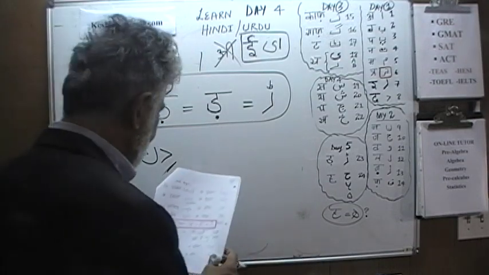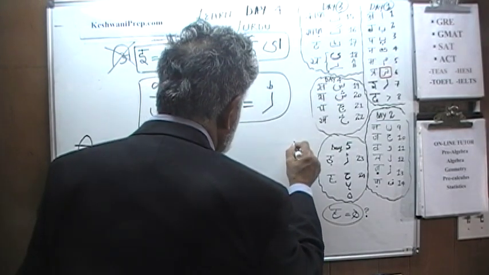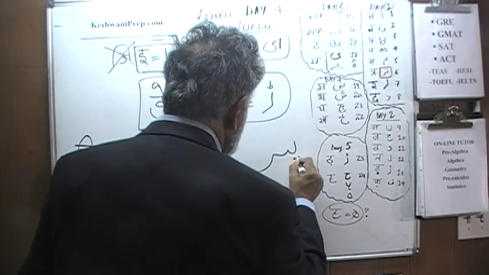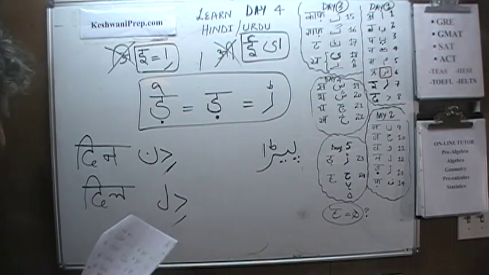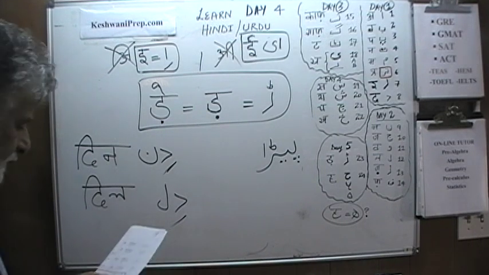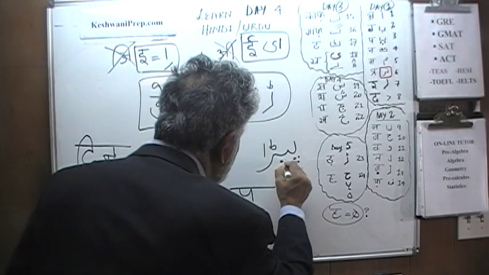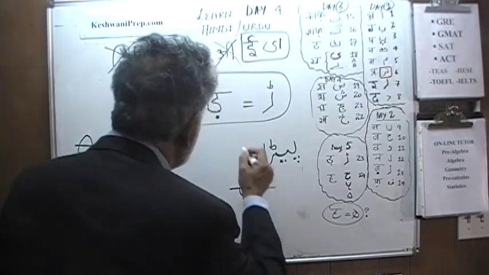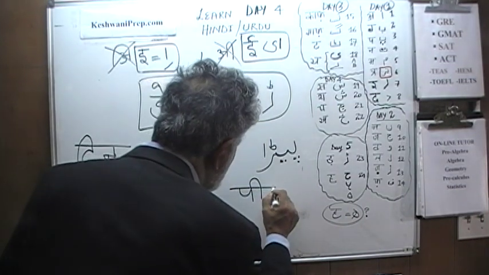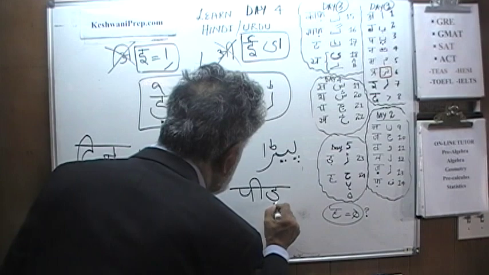Here's another one. Here's one more. Pa, pe, ra. Pira. It's a bari ki matra because we have a choti ye here. Bari ki matra. P. And ra, we just learned it.